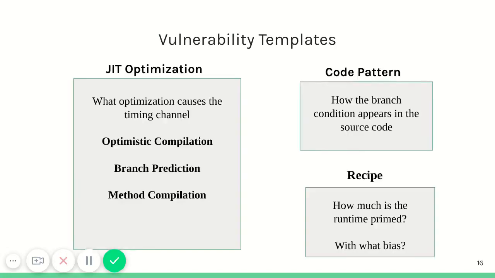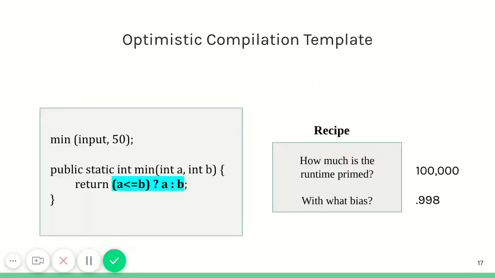From this intuition, I developed 5 vulnerability templates to determine how particular source code fragments might be vulnerable to JIT-based side channels. Each template consists of the JIT optimization responsible for the side channel, a code pattern describing how the branch condition must appear in the source code, and a recipe for how the runtime must be primed for the side channel to be induced. Of the JIT optimizations considered, I think the optimistic compilation template is the one most likely to be unfamiliar, so I will spend a moment introducing it.